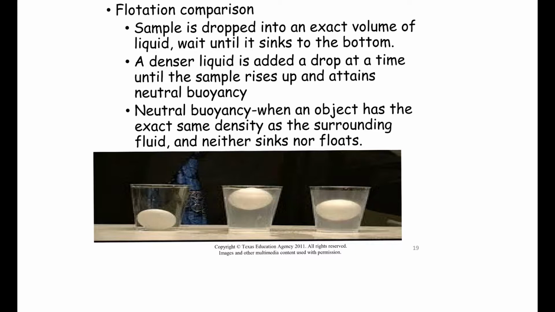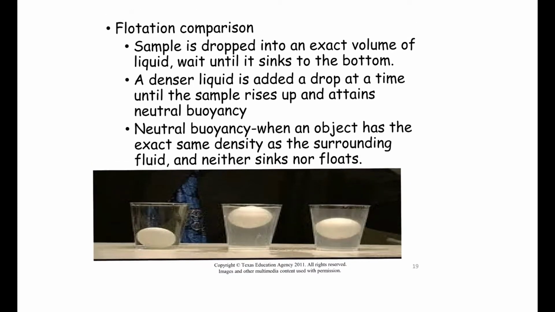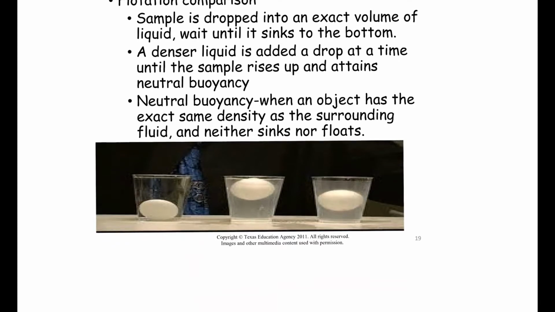Another method we have for figuring out density is by using what's called the flotation comparison. We use the flotation comparison when our pieces of glass or our objects that we're trying to find the density of are so small that it's hard to get a good measurement on mass or volume. So you take your sample and you drop it into a specific amount of liquid. I didn't say water because we can use any liquid for this, as long as we know the density of that liquid.